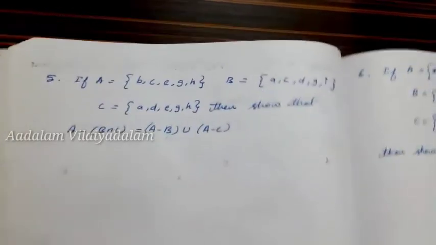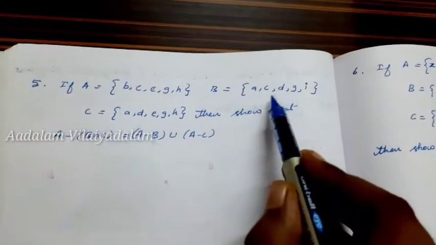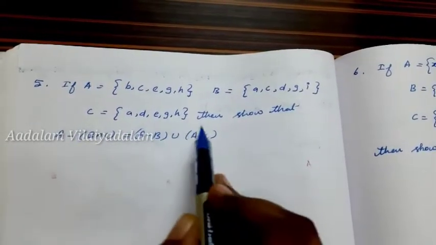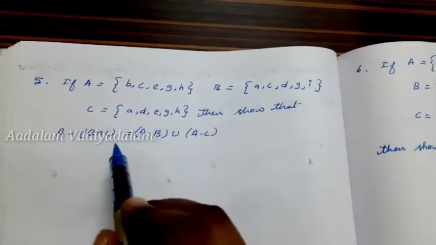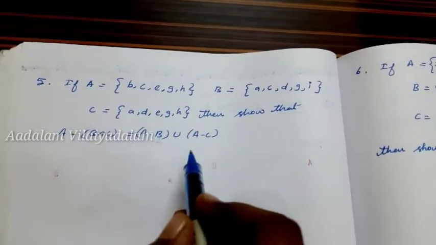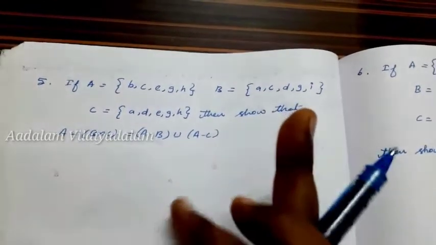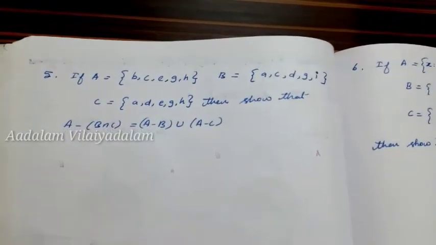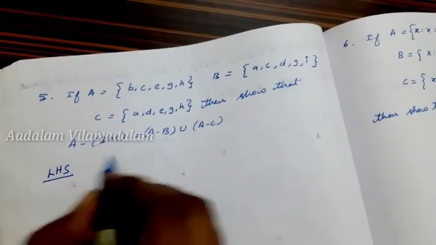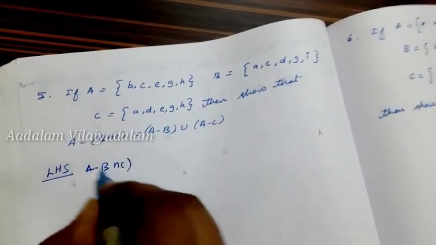Now the fifth sum is: if A equal to BCEGH and B equal to ACDGI and C equal to ADEGH, then show that A minus B intersection C equal to A minus B union A minus C. So already we have seen that this formula is known as De Morgan's law for complementation. Now let's find LHS, that is A minus B intersection C.